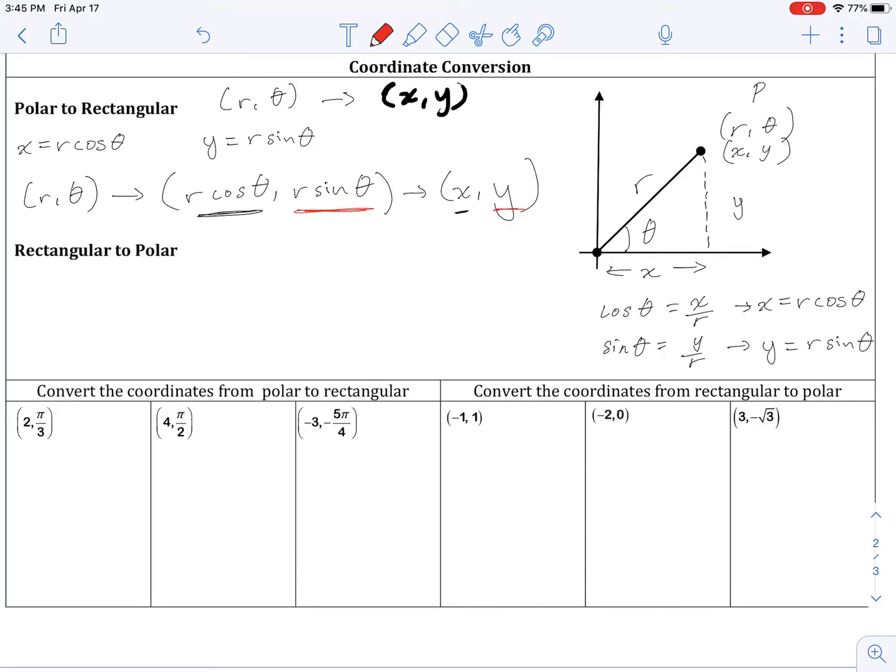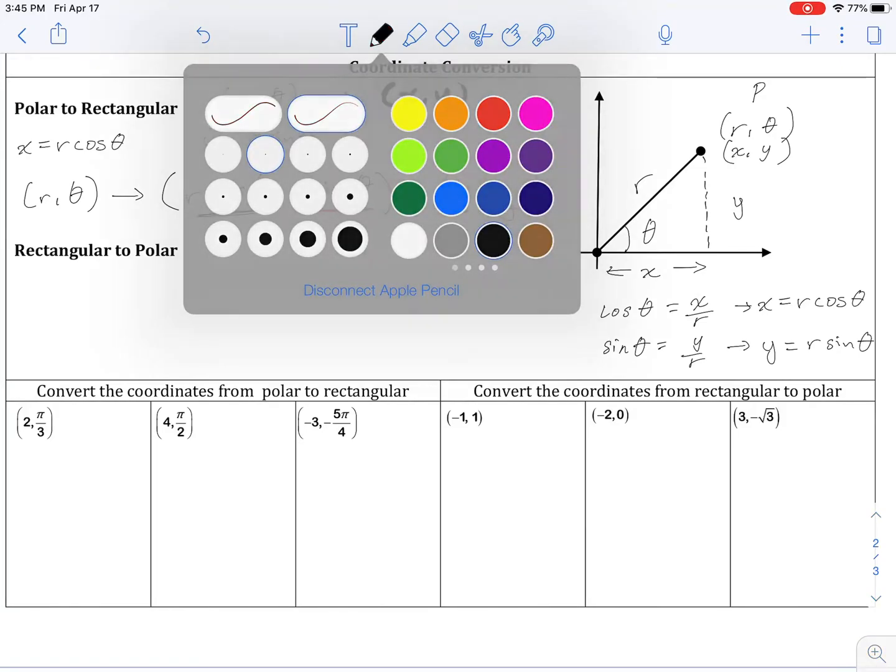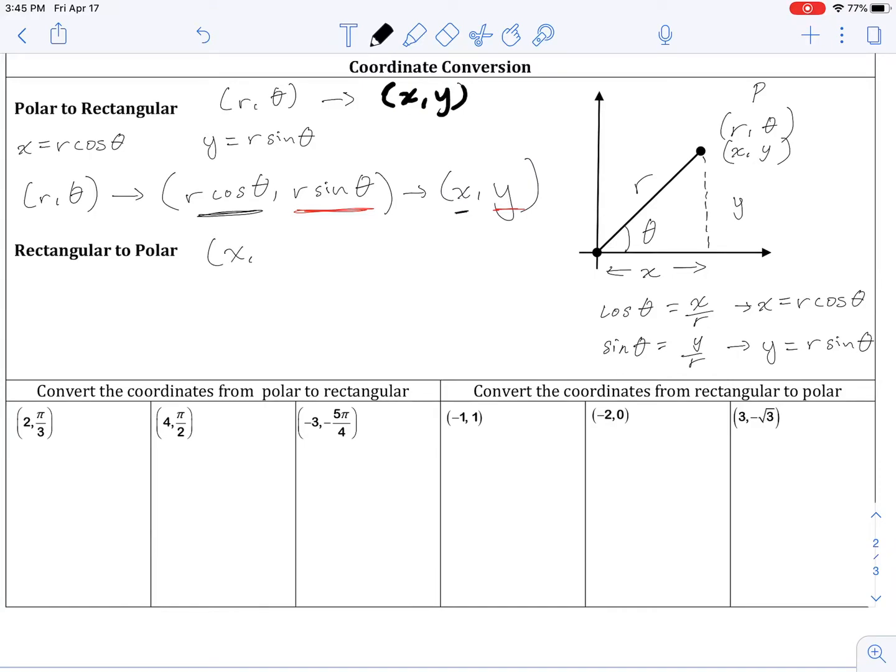What if I wanted to go the other way around? What if I want to go from rectangular to polar? Well, if I wanted to say, all right, given my x and my y, I want to find what my r and theta is, I'm using my same trigonometric identities.